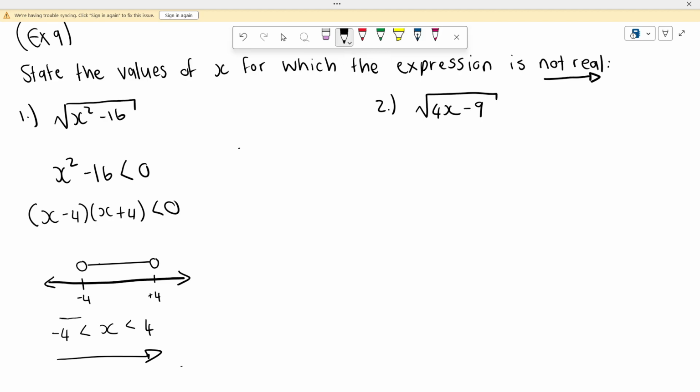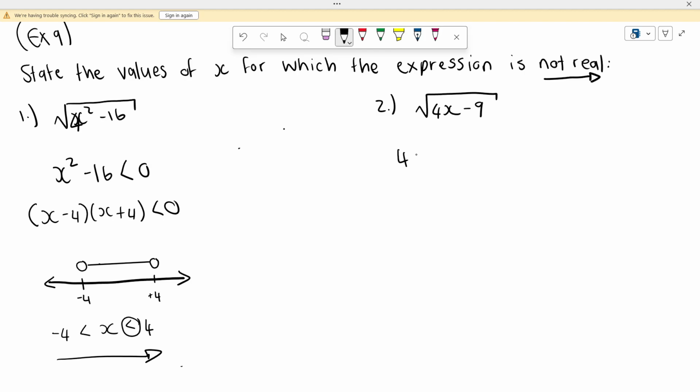Just note that I am saying it's between negative 4 and 4. They are not included because if I have 4 here, it's going to give me a 0 under a square root. The square root of 0 is just 0. That is not undefined or non-real or anything. That's a normal number that exists. So 0 under the root is not excluded in this question. We want only anything bigger than negative 4 and smaller than 4, not 4 or negative 4 included. Okay, let's do the next question.